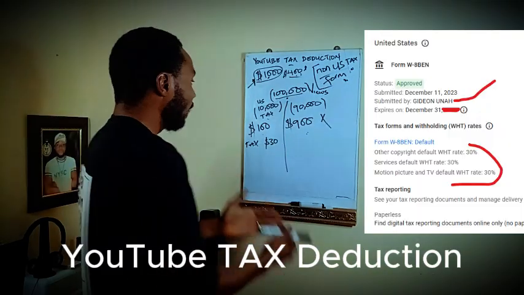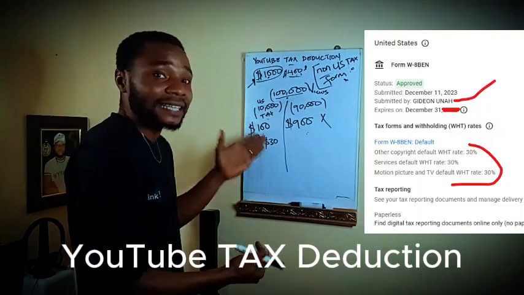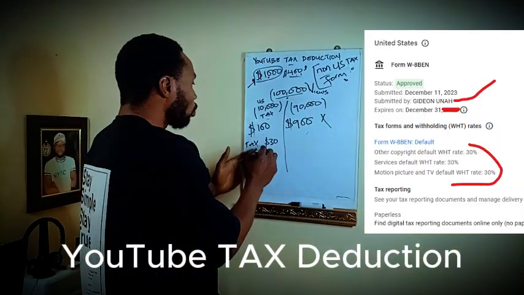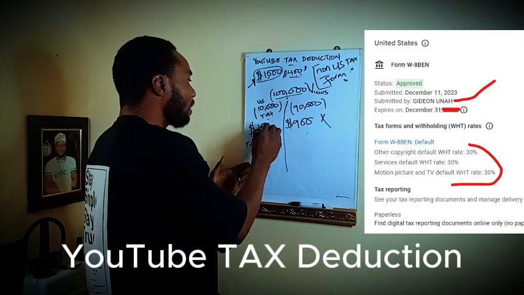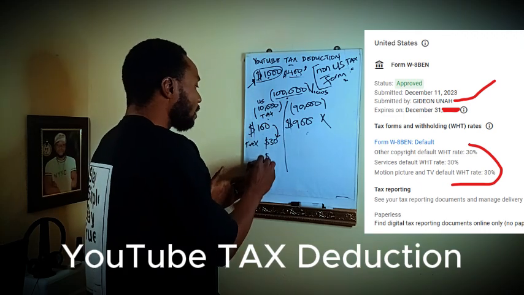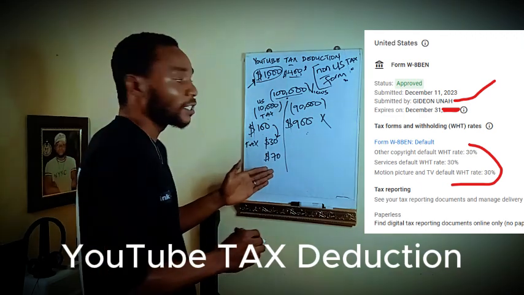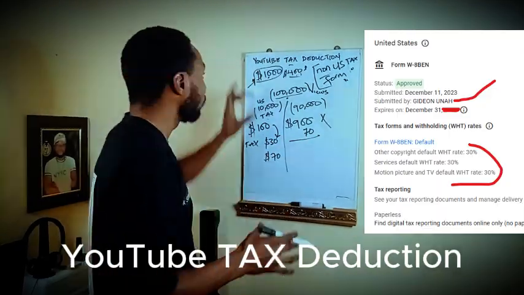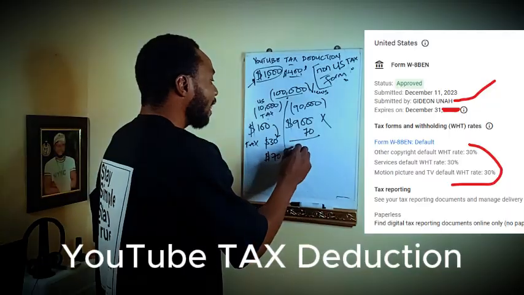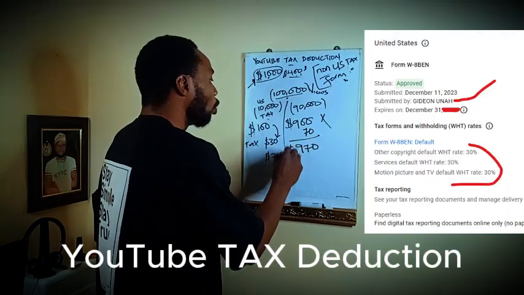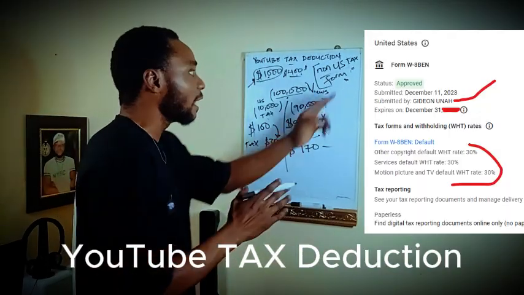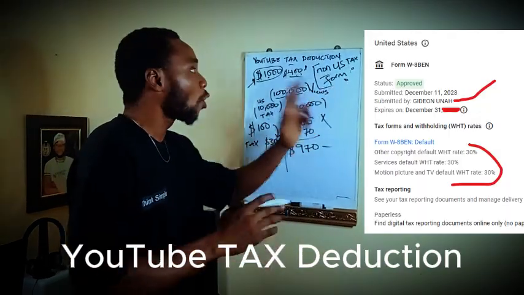So at the end of the day, if you have been deducted $30 as tax from the US views, here you'll be left with $900. If you take $30 from this amount here, we'll be left with what? $70. And from this $70, you can add it up here, and the total amount you'll be getting from your $1,000 will be $970. This will be sent directly to your AdSense account, that is if you fill your tax form correctly.